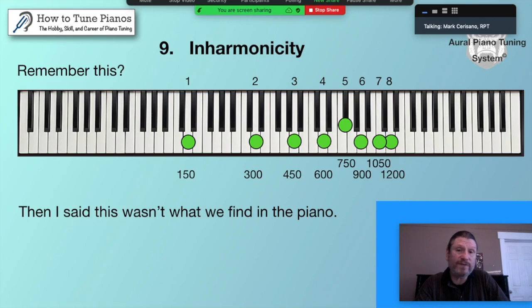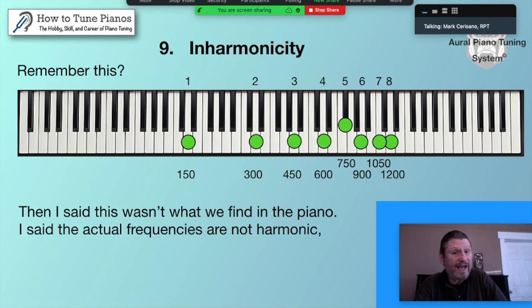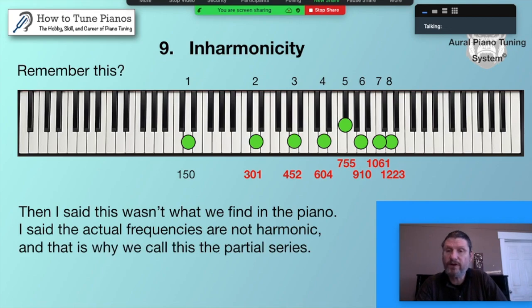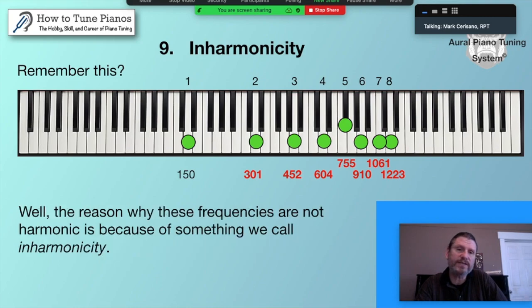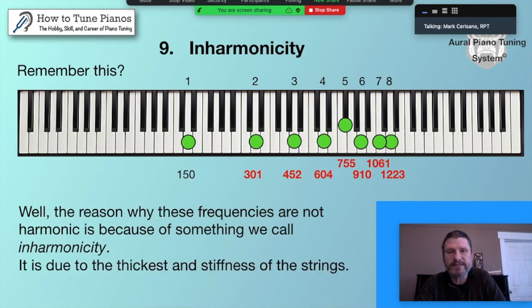I also said that we don't find this in the piano. What we find is more like this, where the partials are a little bit sharper. We call that the partial series, not the harmonic series. And the reason why these frequencies are not harmonic is because of something we call inharmonicity. The thickness and the stiffness of the strings produces these higher partials that are sharper than what we would normally expect if we were just thinking ideally.